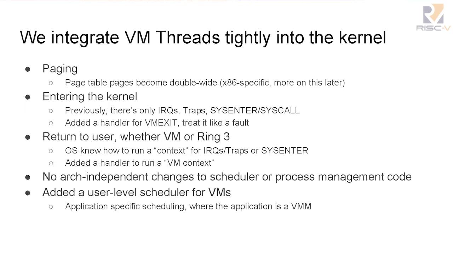At some point, it's time to return from the kernel to user. You can return via a VM enter, which gets you into ring V, or you can return via an IRET, which gets you into ring 3. There actually were no architecture-independent changes to make that all work. And Barrett went ahead. Barrett's kind of the key guy on Akros. He went ahead and added a user-level scheduler that's really oriented to running this VM model.